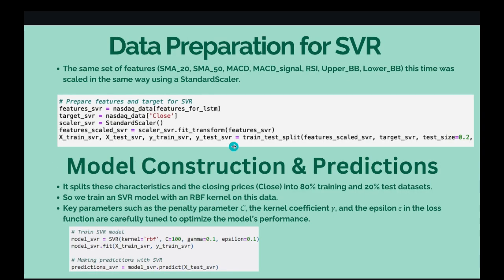Data preparation: we scaled the data the same way. We just used the standard scaler this time. The same technical indicators were scaled. Model prediction: we split the data into 80% training and 20% test data set. We trained it with the RBF kernel, which is a radial basis function kernel. It's pretty popular for stock price prediction due to its ability to handle non-linear relationships between features.